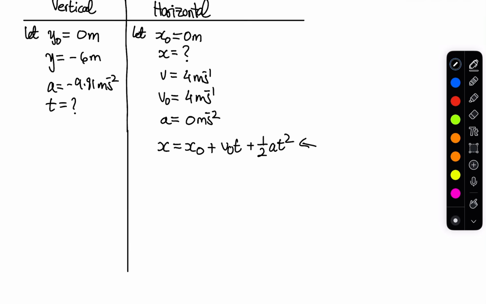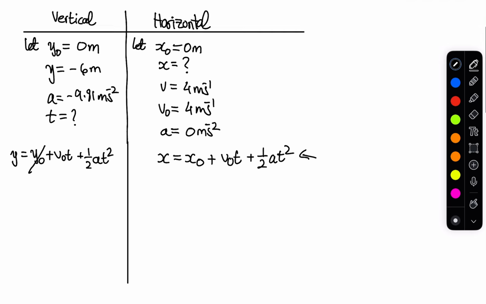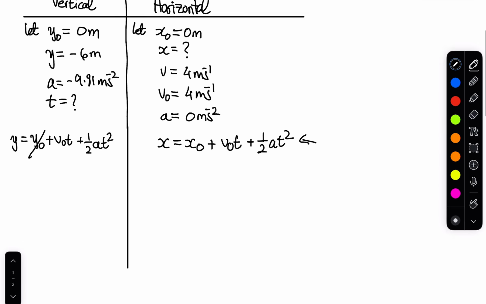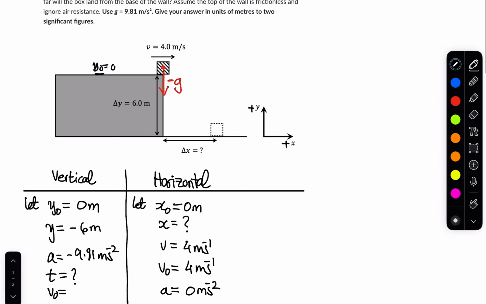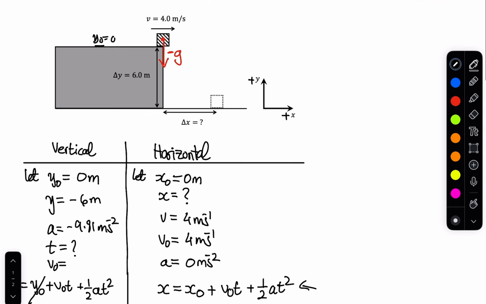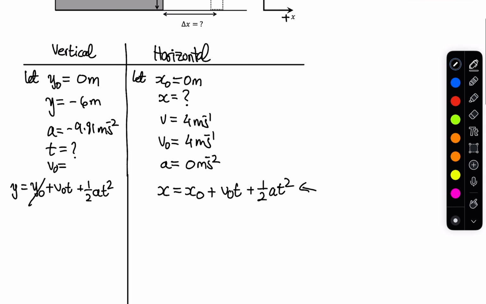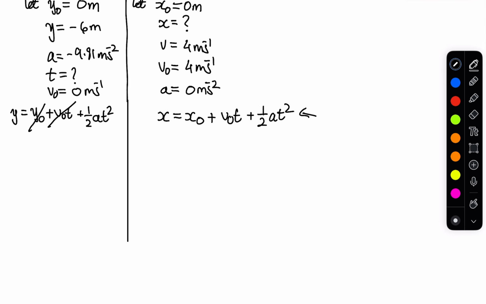Alright, so we can use the same equation. y is equal to y naught plus v naught t plus half a t squared. And we know y naught is equal to 0, so that goes away. The initial velocity in the vertical direction is 0 because it was just moving horizontally. So let's just let that equal 0 meters per second. So we just have y is equal to half a t squared, and we solve for t.